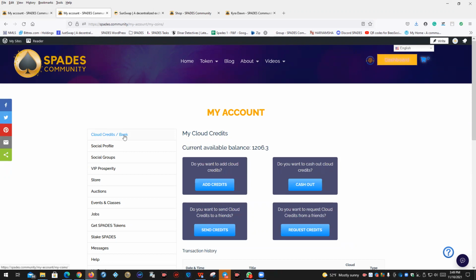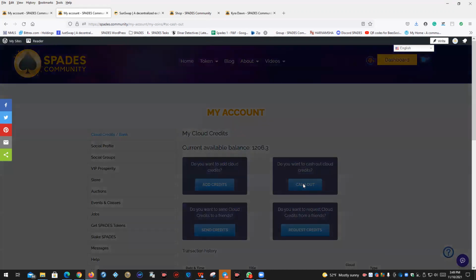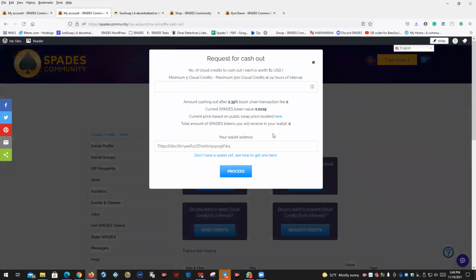When you come to the cloud credits and the bank, you'll find four things. You can add credits, you purchase them, they're each $1. It's very simple to do. You can buy them with either a credit card or with various cryptocurrencies. If you want to send credits to another member, you can do so. You can also request credits. If you want to cash out your credits, then what you're doing is you're buying SPADES tokens. Let's deal with that first, and then we will talk about the barter system.